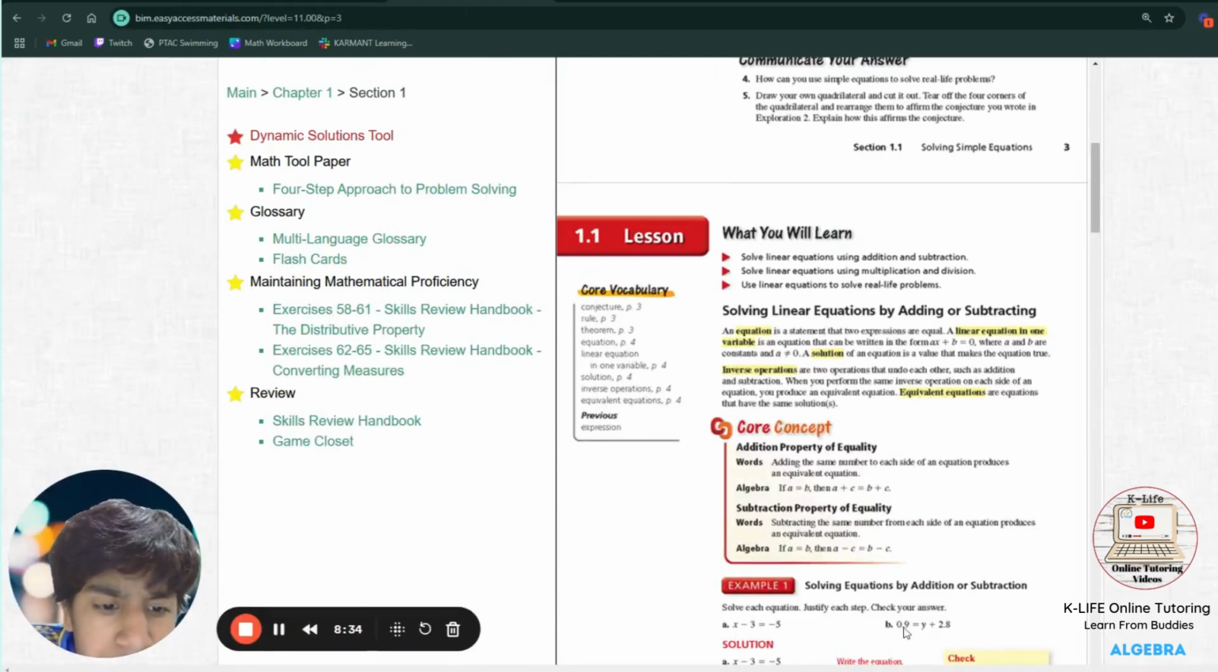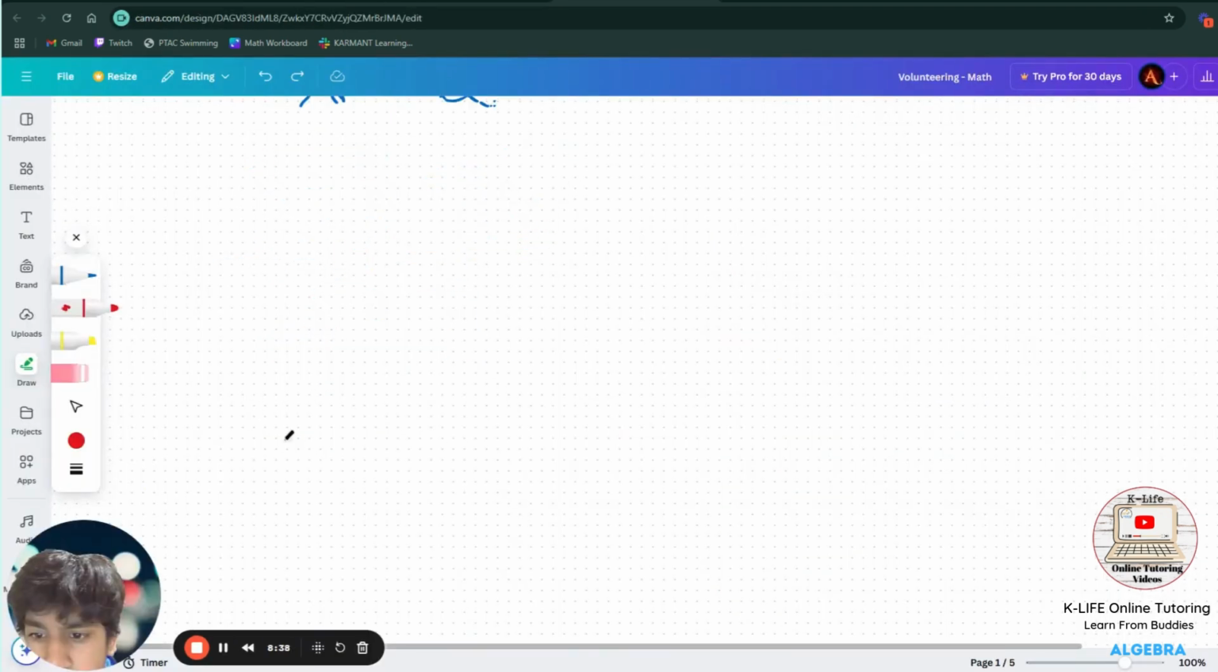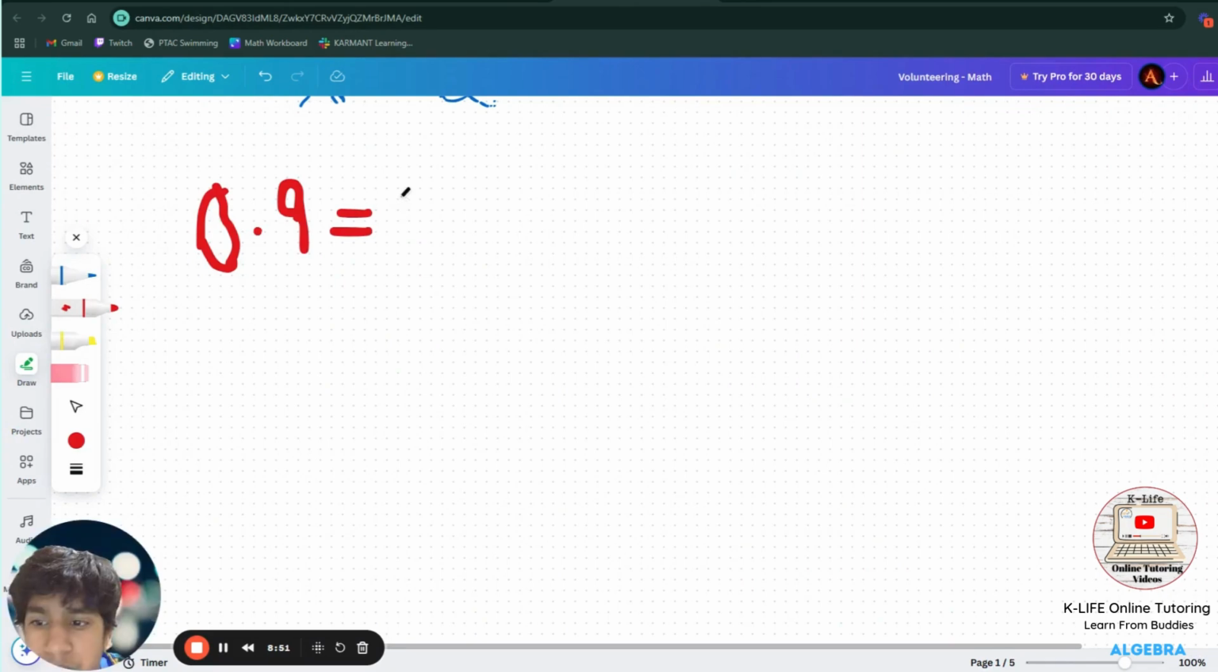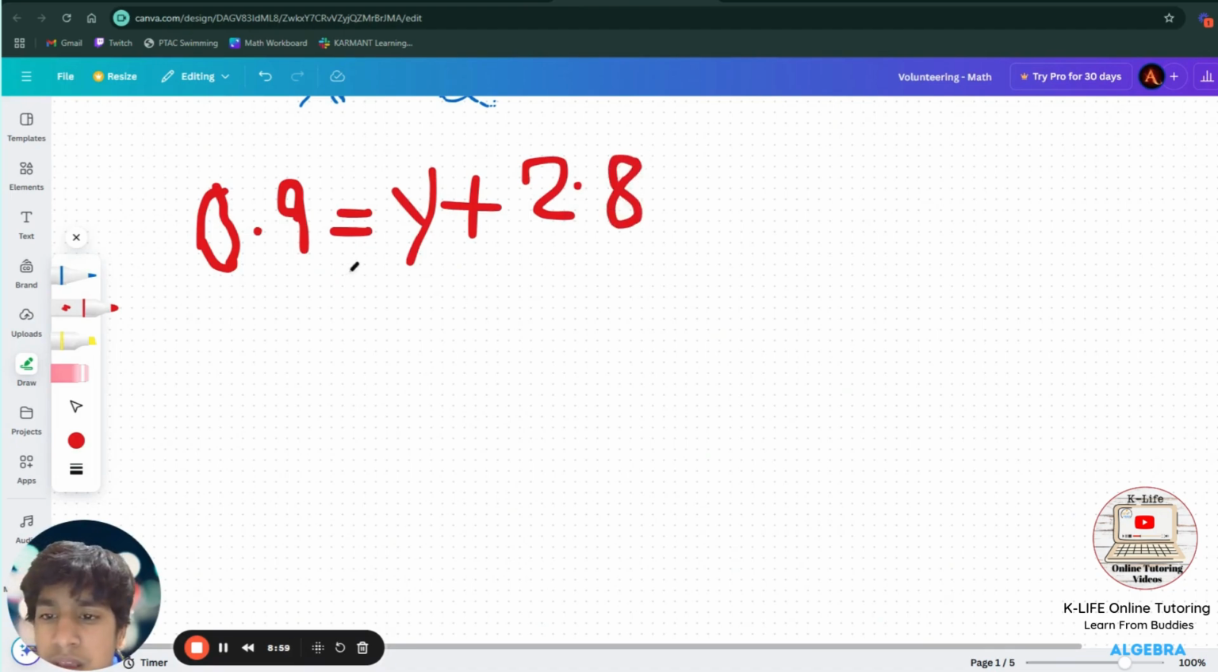Now in B, it says 0.9 equals y plus 2.8. Okay. Now, in this case, what do you have?